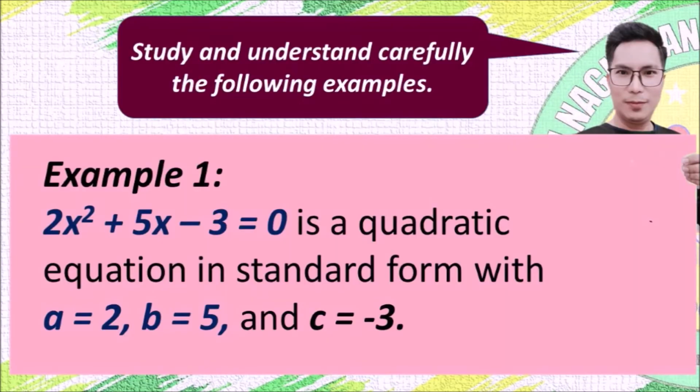Study and understand carefully the following examples. Example 1. 2x squared plus 5x minus 3 equals 0 is a quadratic equation in standard form with a equals 2, b equals 5, and c equals negative 3.